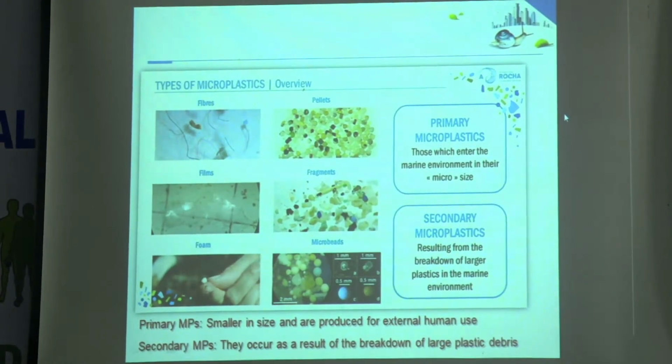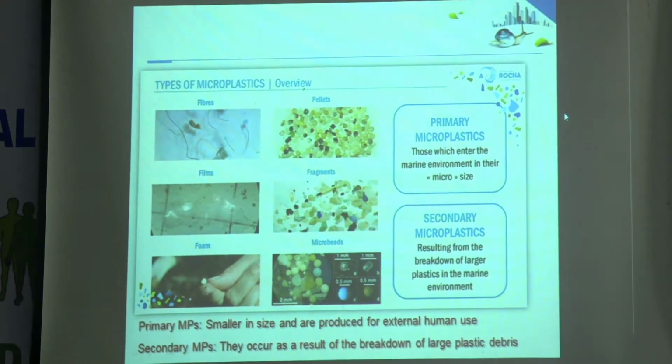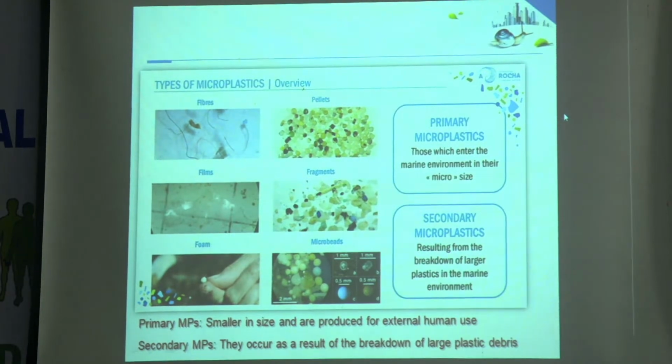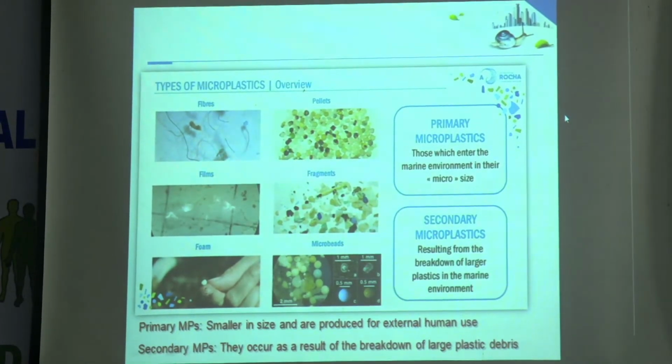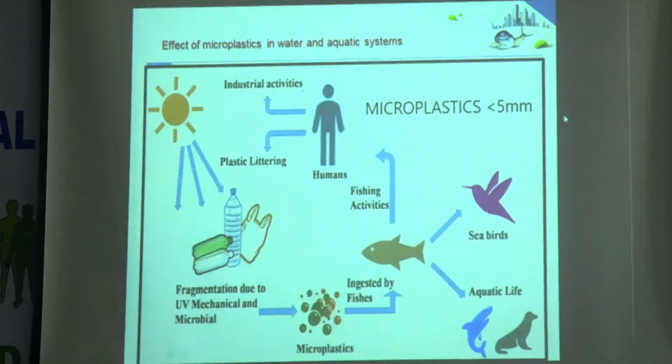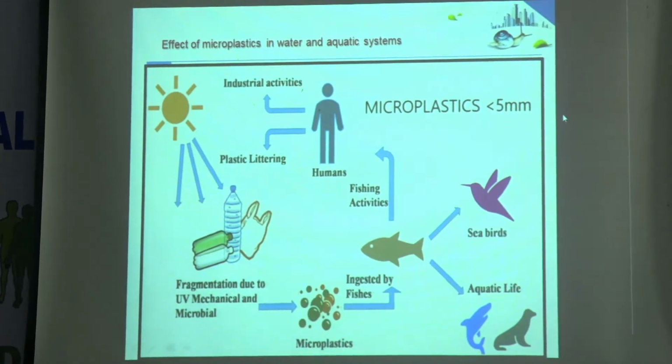So, types of microplastics: primary microplastics and secondary microplastics. Primary microplastics are small in size and produced for external human use. Secondary microplastics occur as a result of the breakdown of large plastic debris. Next one. So you can see the effect of microplastics in water and the aquatic system.